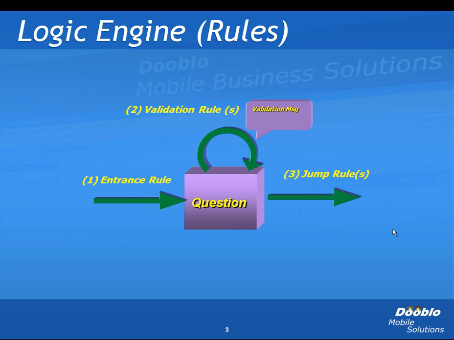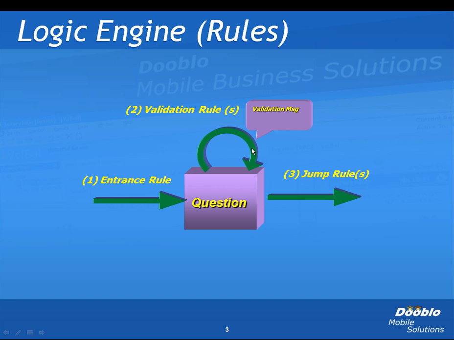SurveyToGo has a logic engine that is composed out of entrance, validation, and jump rules. Before a question is displayed, the logic engine checks the entrance rules and decides whether the question should be displayed or skipped. This is sometimes referenced as skipping rules. In SurveyToGo, it's called entrance rules.